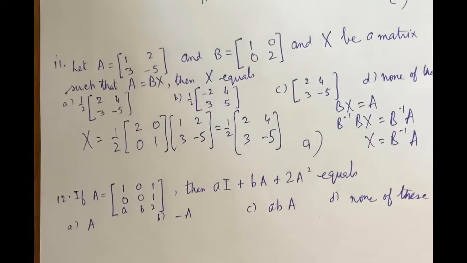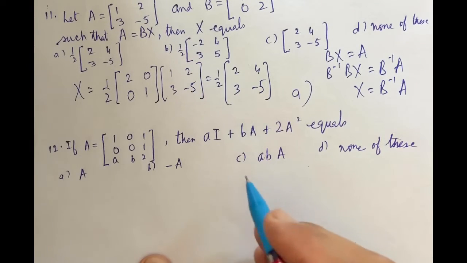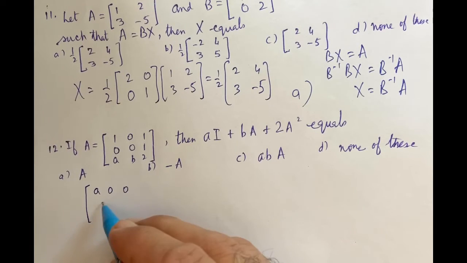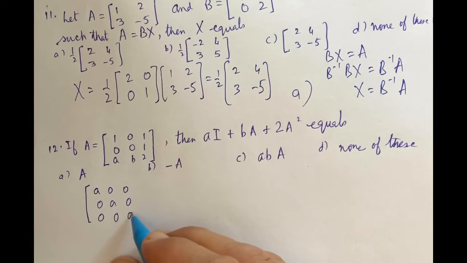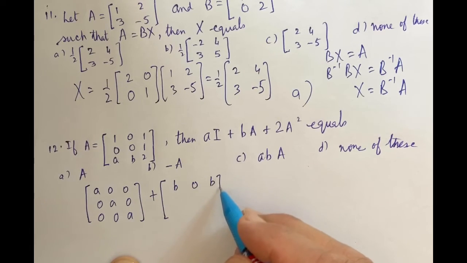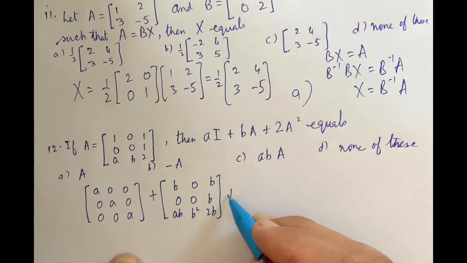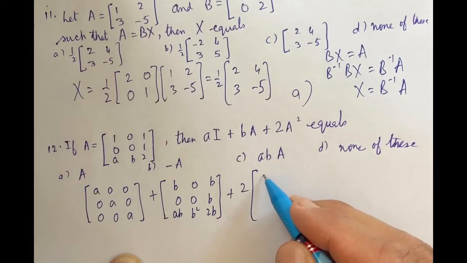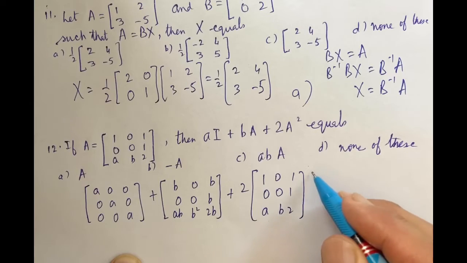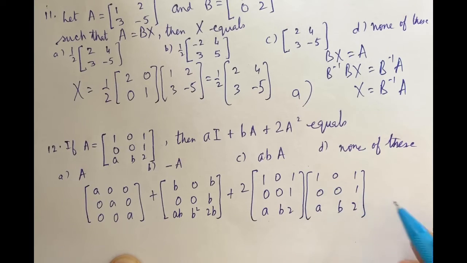And the next one, we are given matrix A, then we have to find this matrix. Okay, A into I. A into I will be A 0 0, 0 A 0, 0 0 and A. Then B times this, that will be B 0 B 0 0 B. This is AB, B square and 2B plus 2 times A square. A square is A into A. This is A 0 0 1 A B 2 and this is 1 0 1 0 0 1, then AB, and this is 2.